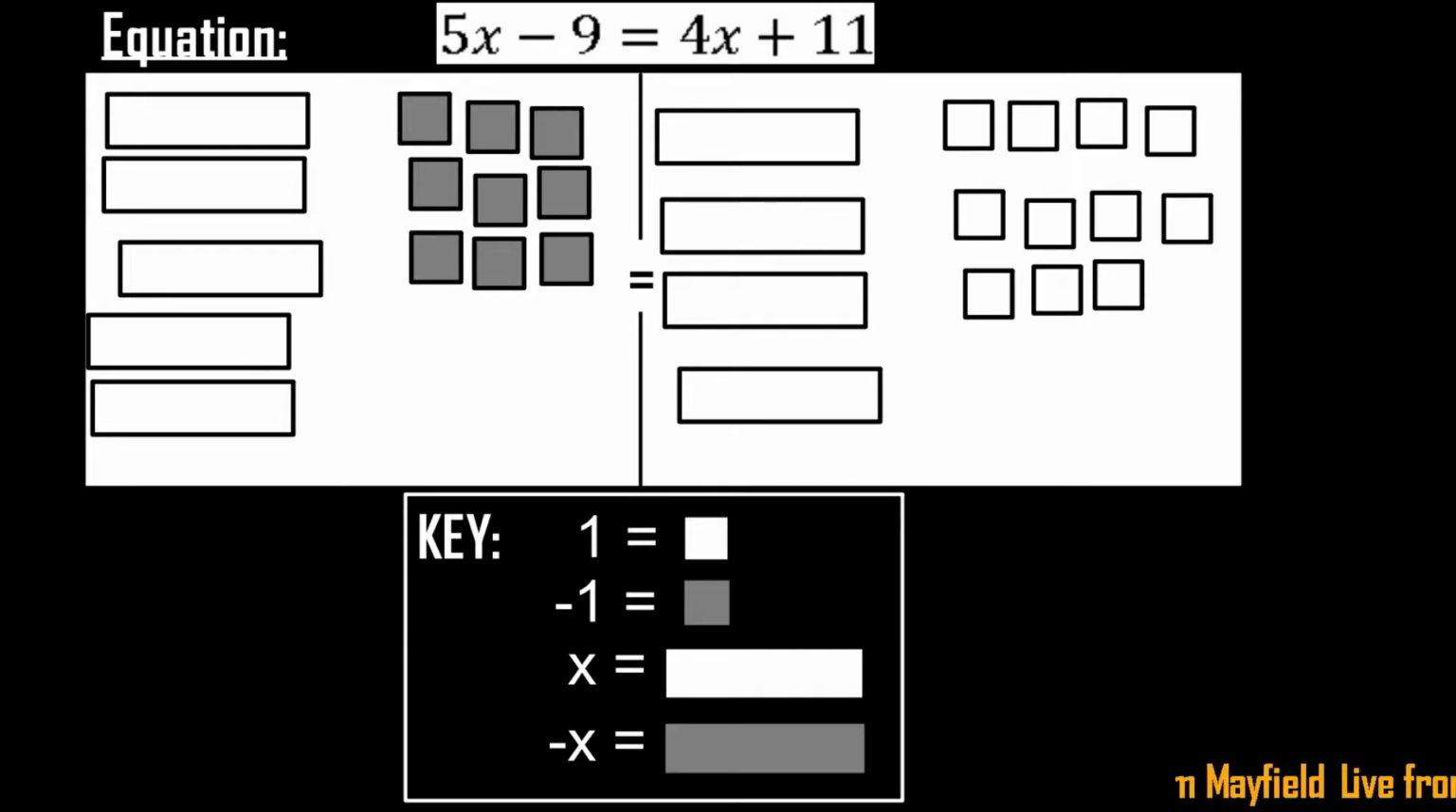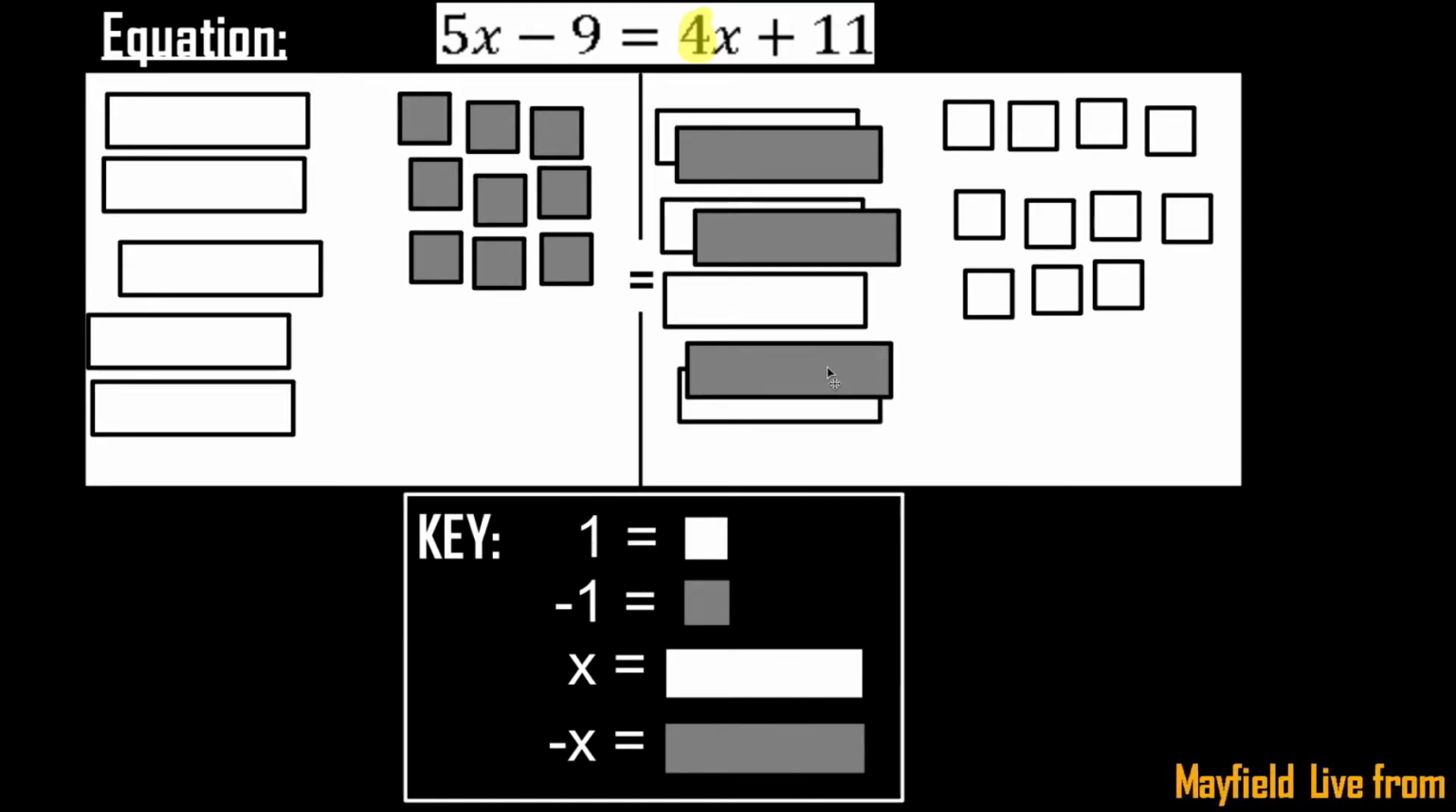So now, what do we got? Well, we're going to look for that lowest coefficient. So again, look for those two variable terms. So we have our 5x and our 4x. And we can say, okay, which of those two is lower? Well, very simply, we know that our 4x is lower. And then we say, okay, we want to add the opposite to both sides of that amount. So we're going to say, add 4 negative x's to both sides.